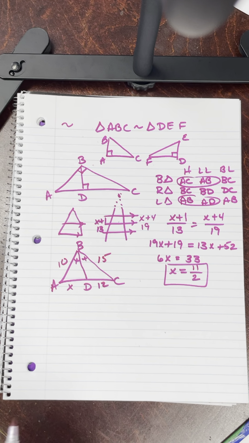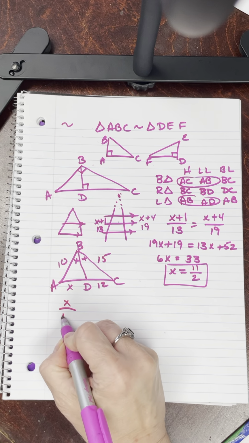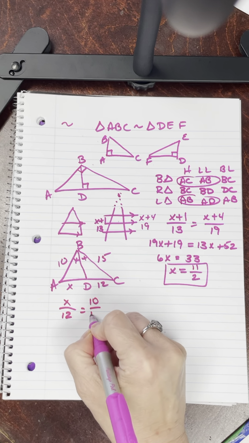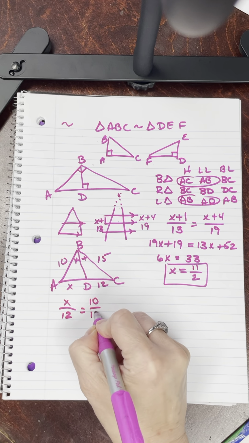So we are going to set up a proportion because we have bisected angles. So we have x from this triangle matching with 12 from the other side, then 10 matching with 15, and a quick cross multiply gives me 120 equals 15x. Divide by 15, and x is 8, and we've solved what they asked for.